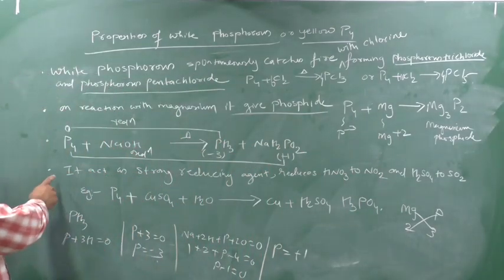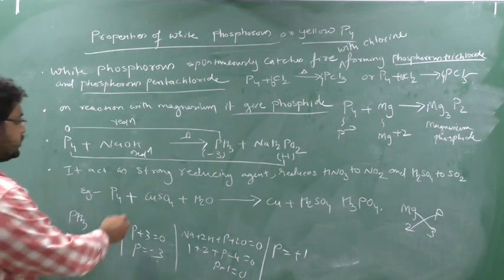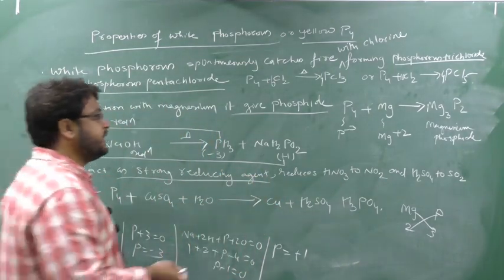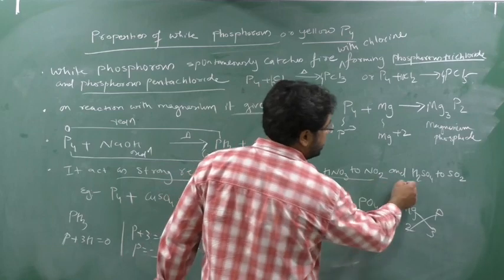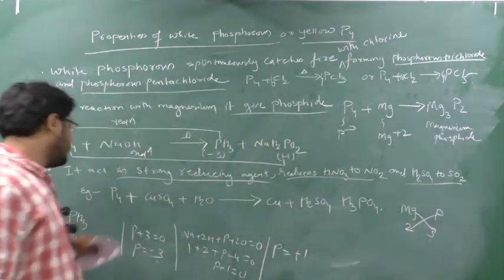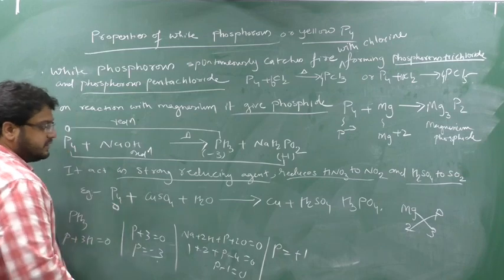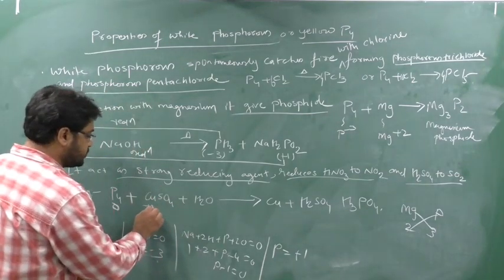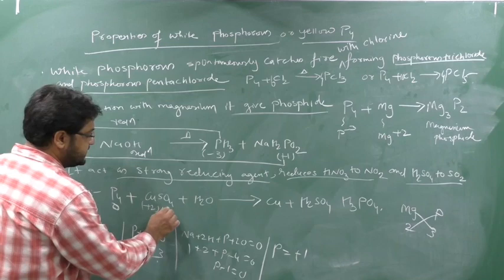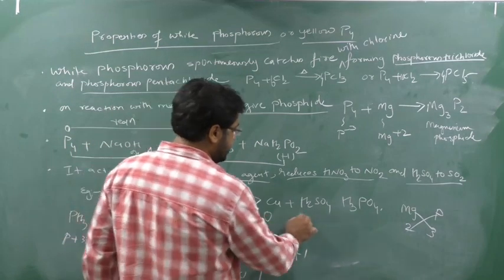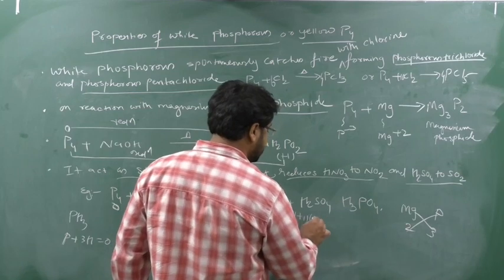Now next. See, it acts as a strong reducing agent. Who? Phosphorus can also act as a strong reducing agent. It reduces HNO3 to NO2, H2SO4 to SO2. See this reaction. Here phosphorus is 0 and here Cu is plus 2. In SO4 2-, S is plus 6 and O is minus 2. Cu here 0, here plus 1. S is here plus 6.